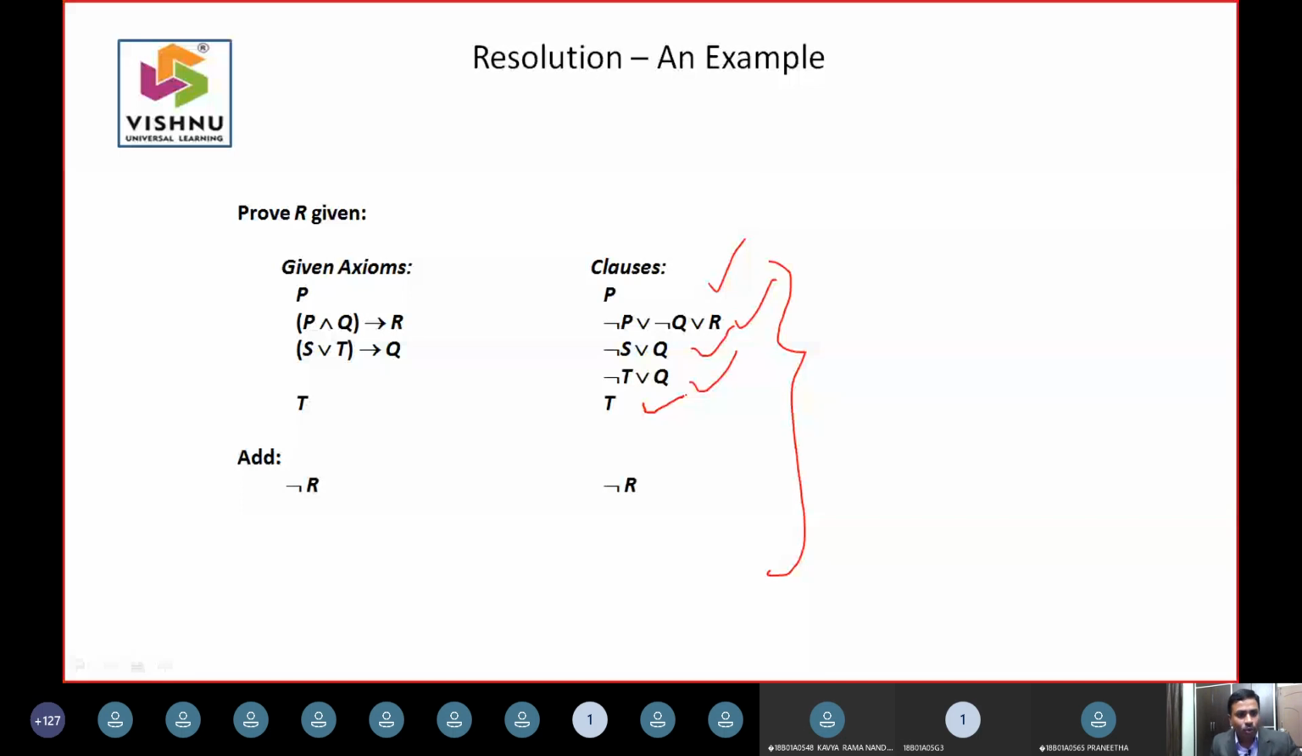Since we need to prove R, I have to add this. This is what your resolution algorithm says. So how many statements do you have? This is statement 1, statement 2, statement 3, statement 4, statement 5, statement 6. So 6 statements are there. The sixth statement is the one that we have added.